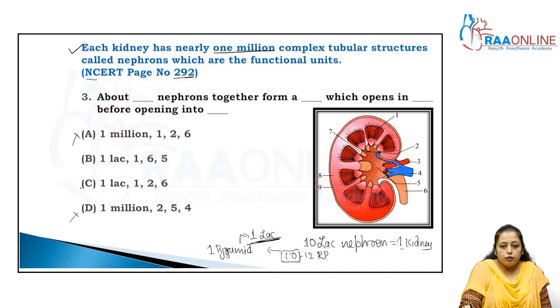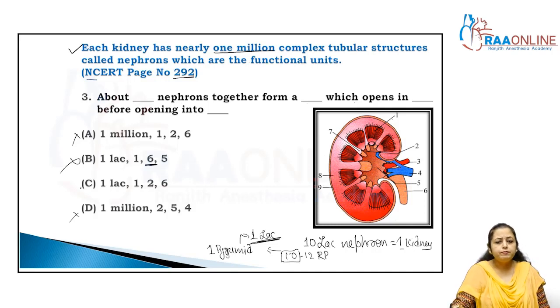Together to form these medullary pyramids, which open into the renal papilla, and that renal papilla opens into the renal calyx part. Directly here option 6 is given, which is the ureter, and after that it opens into the pelvis before opening. No, that is wrong, so this option is also wrong.